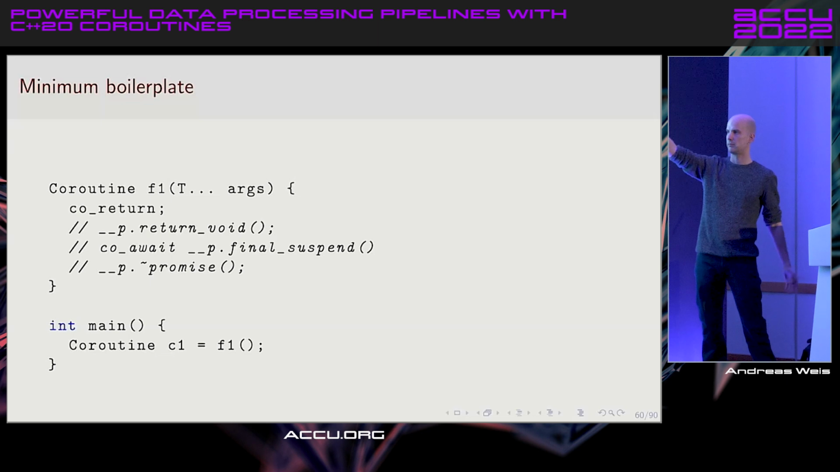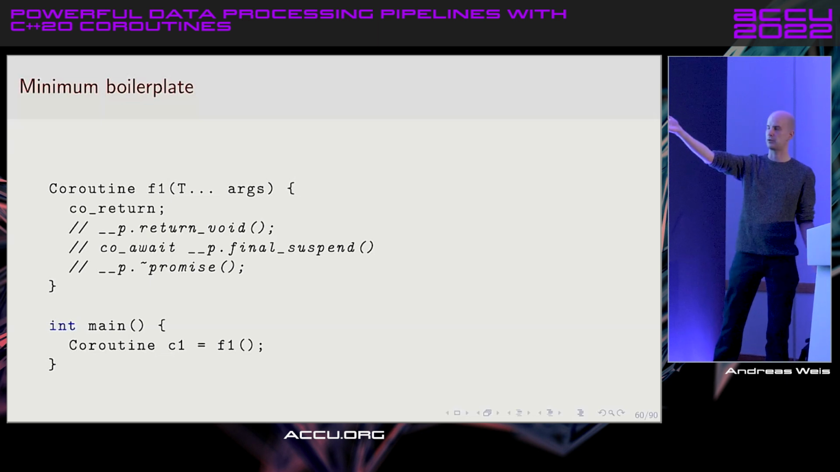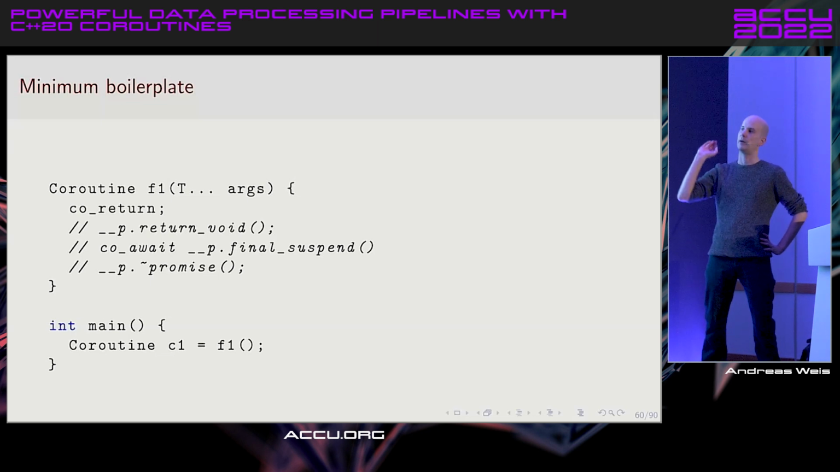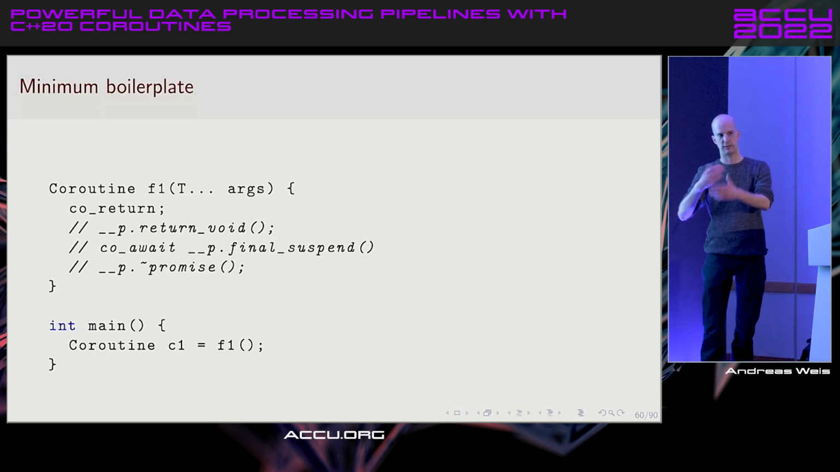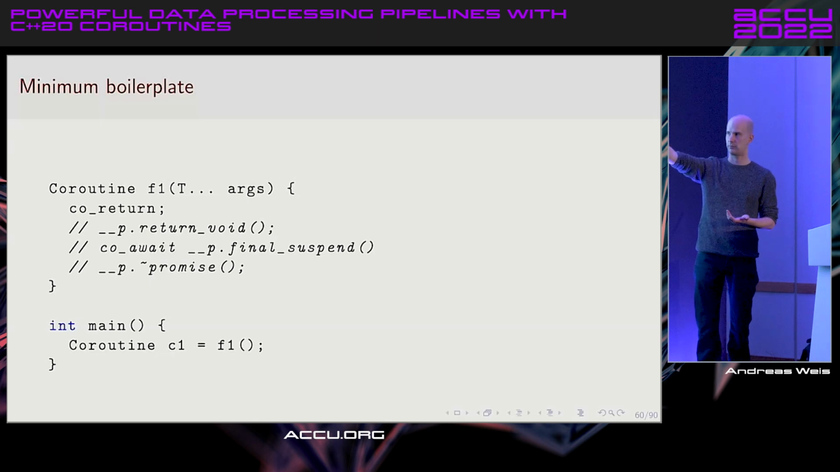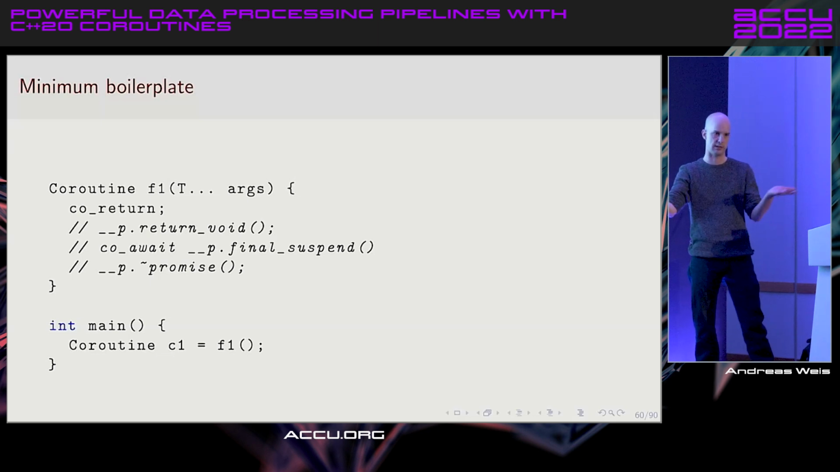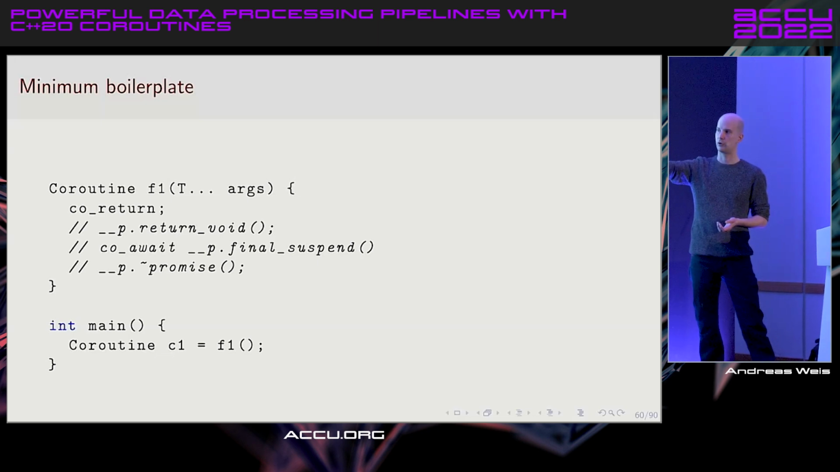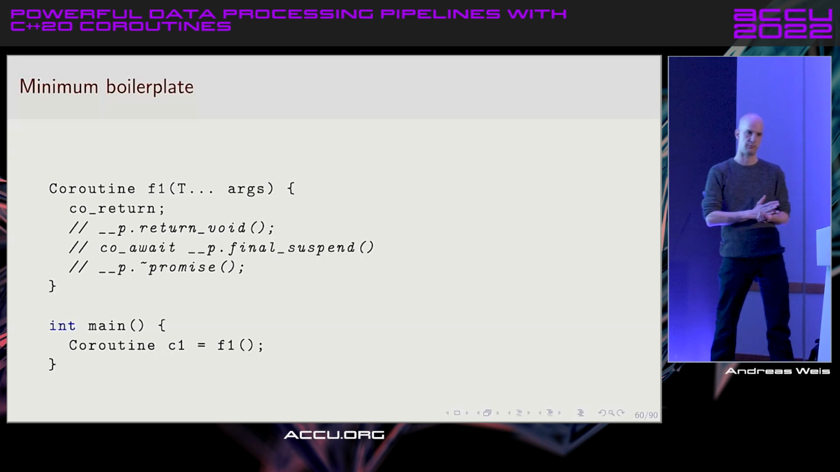Then the function is going to execute. Eventually, it's going to return. And then at the point of the return, I'm again going to invoke the promise to handle the return value. In this case, we're going to return void, but it could also be like a proper return value. I'm going to co-await the final suspend, and then I'm going to destroy the promise here.